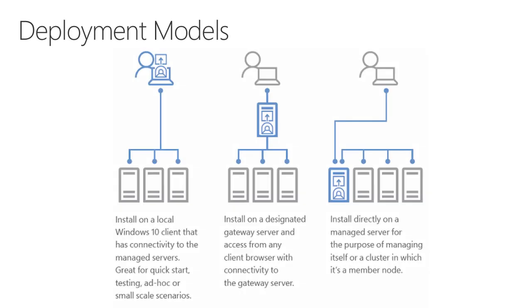These are the deployment models that I mentioned earlier. Now we're going to take a look at first the desktop mode. That's the Windows 10 client. So you go ahead and install it on a Windows 10 desktop. It creates a desktop application. A desktop application has to be executed on that desktop in order for anyone to connect to it.